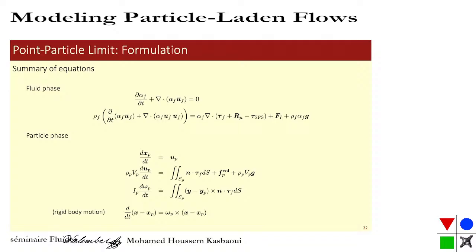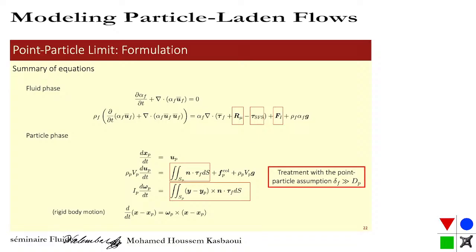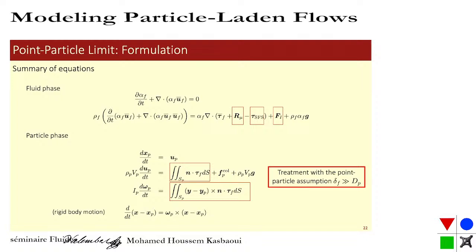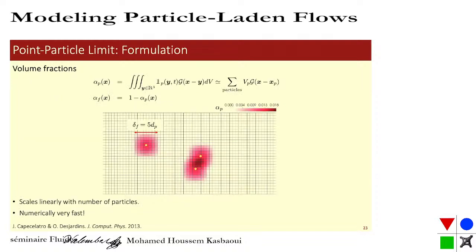Now, these are the equations that I recapped here, and we're going to apply appropriate treatment in the limit of very coarse filter sizes to do a point particle method. The first thing that you have to figure out in these equations is how to compute the fluid volume fraction. It turns out that it's not hard at all. It's actually fairly simple in the Euler-Lagrange method.